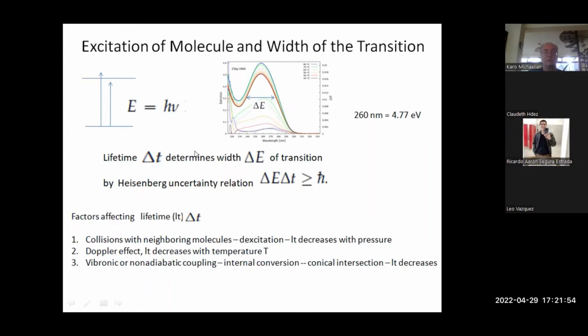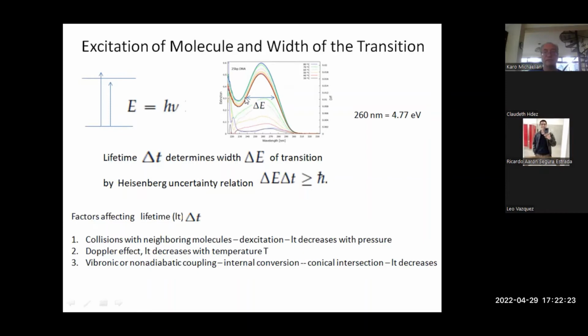And that width, of course, is determined by the lifetime of the excited state. And that's determined by the Heisenberg uncertainty relation. Delta E times delta T has to be greater than or equal to h bar. This is the Planck constant over 2 pi. So therefore, if delta T is very small, then delta E has to be great. The width of the transition is greater.